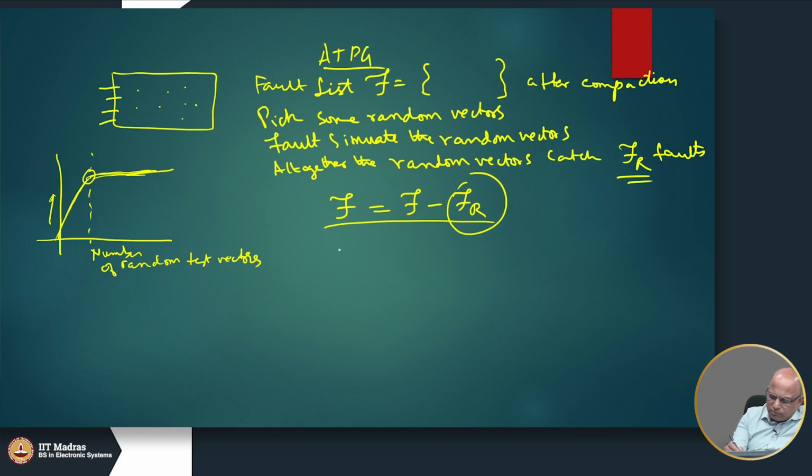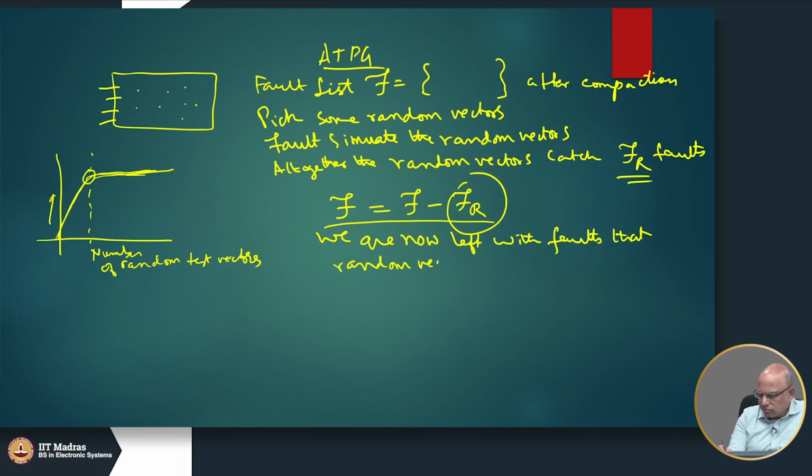So, finally, we are left with some faults which cannot be detected by random tests. We are now left with faults that random vectors cannot easily test, unlikely to catch. That means it is now a matter of luck. We have to work very hard. Too many random vectors may end up getting generated if you try to do it this way.